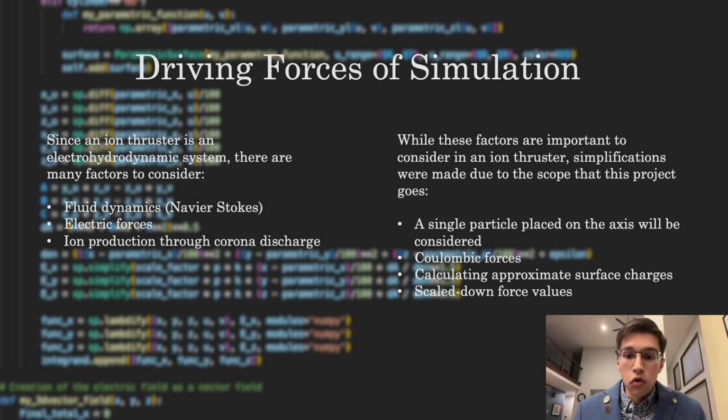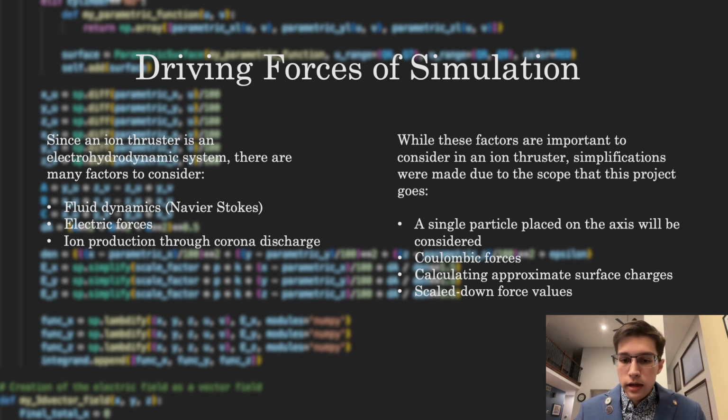Electric forces include the Coulomb forces, which will be considered in the simulation, but they are technically not the only electric forces that can affect a fluid. Since we are only modeling a single particle, that will not be necessary. Lastly, ion production is very important through corona discharge. There are many types, and here we will be considering just that single particle, so that will always be there and not dependent on whether or not it was created.